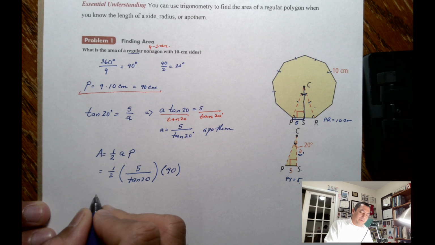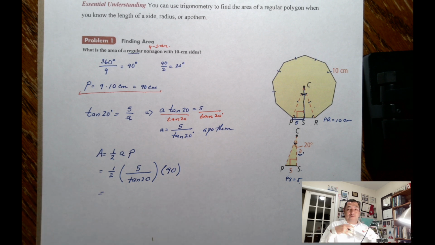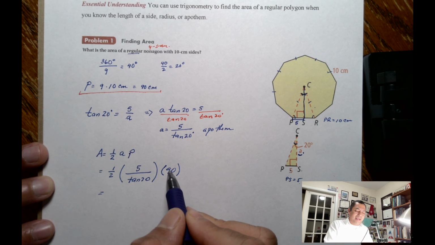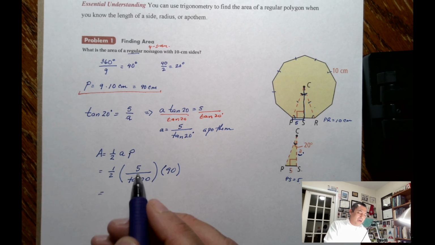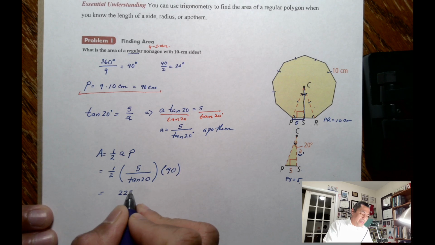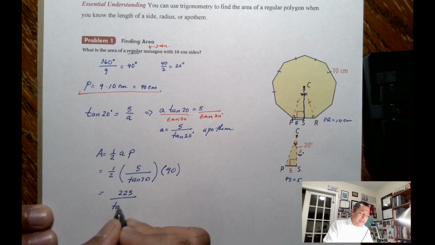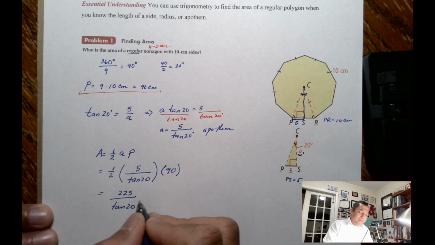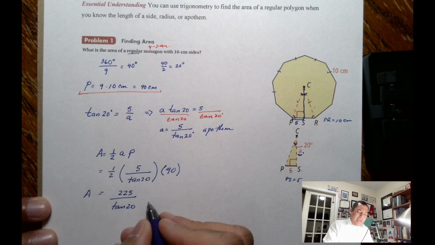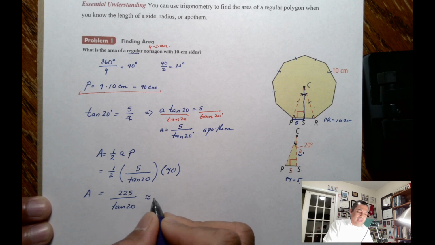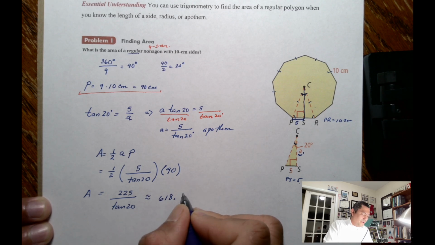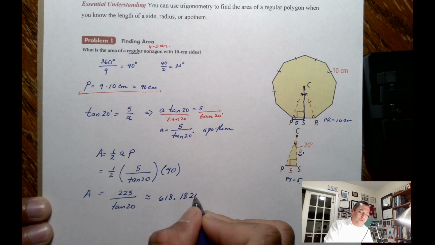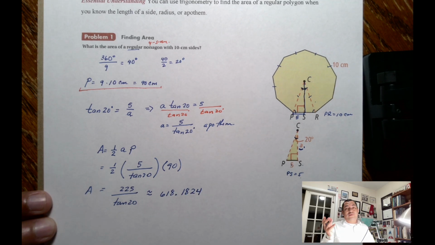Okay, so if you want to use the calculator, just plug in everything in the calculator. Right now, I just have 90 times 1/2 is 45, and 45 times 5 is 225 divided by tangent of 20. This is the area. And if I plug this in a calculator, I get something like 618.1824. So I'm ready to give my answer.